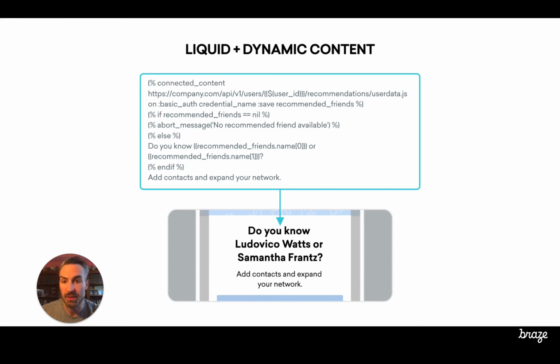But for everyone else, do you know recommended friend 0 or recommended friend 1? These numbers at the end are just a way to identify and order the different friends that you may be recommended. And so, yeah, that populated Ludovico and Samantha down here. And as you can see, the end if closes out the Liquid, and then just the general response, add contacts and expand your network. Now I'm going to show you guys an example of connected content using a tool called Maki. Let's check it out.